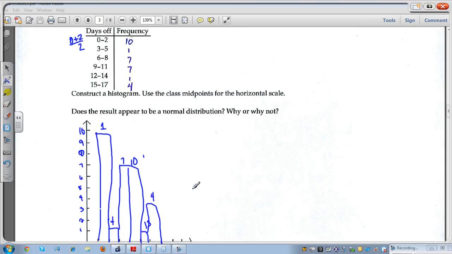Does it appear to be normally distributed? No, because it does not have a bell curve. It is not bell-shaped. To be a bell shape, you start off low, you peak, and you come back down. So it doesn't have that shape, so it can't be a normal distribution.